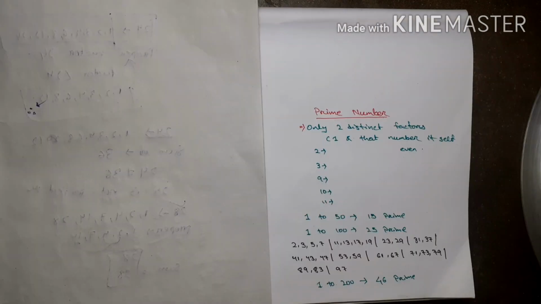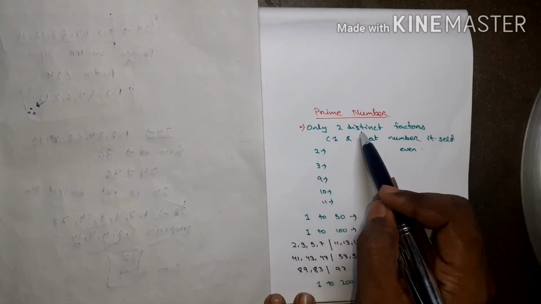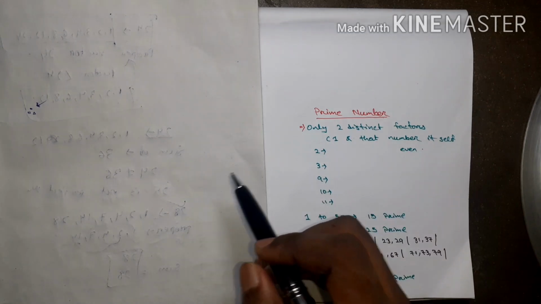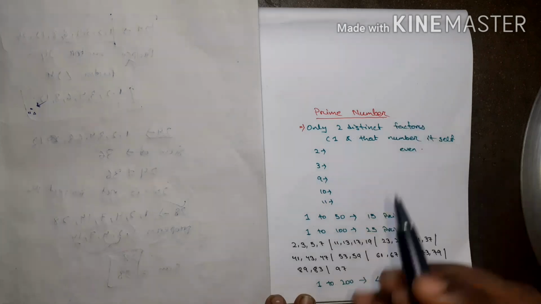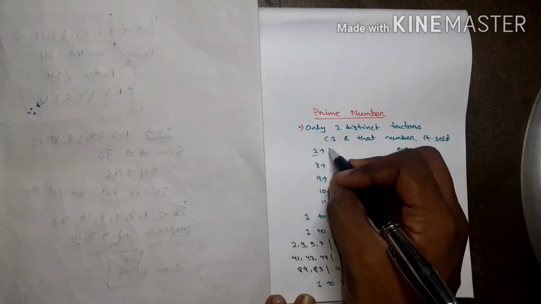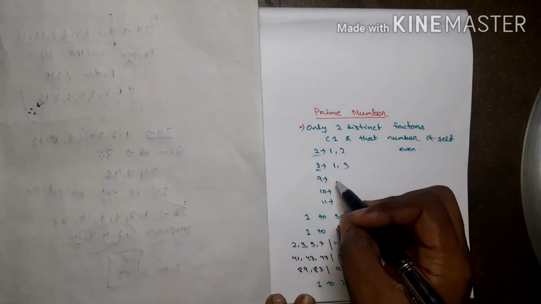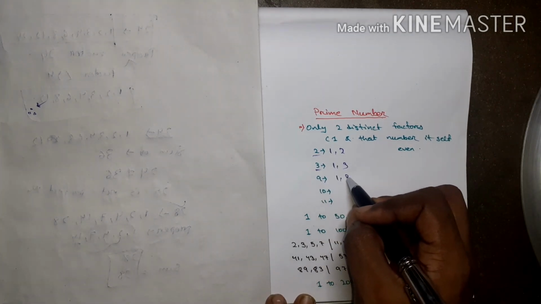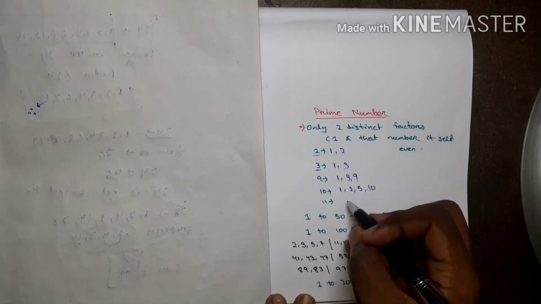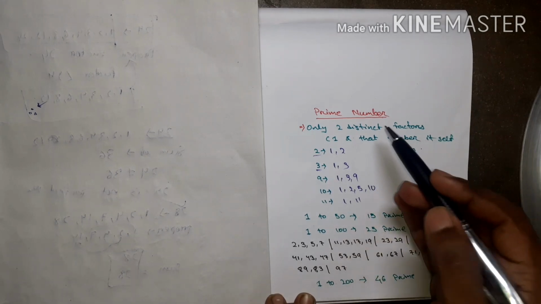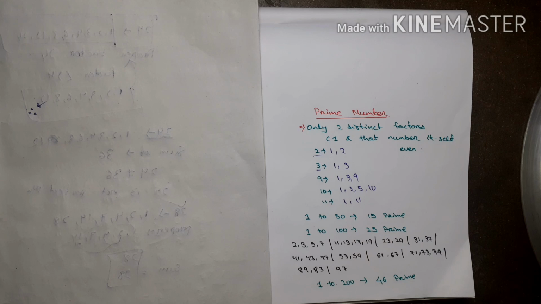Then go for prime numbers. What are prime numbers? Prime numbers have only 2 distinct factors. What are they? One is 1, and another is itself. Then what are the factors of 2? 1 and 2. Factors of 3? 1, 3. Factors of 9? 1, 3, 9. Factors of 10? 1, 2, 5, 10. Factors of 11? 1 and 11. According to the definition of prime number, there are 2 factors.